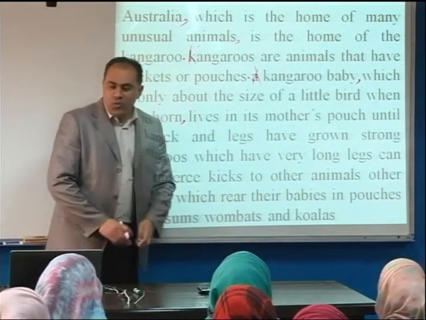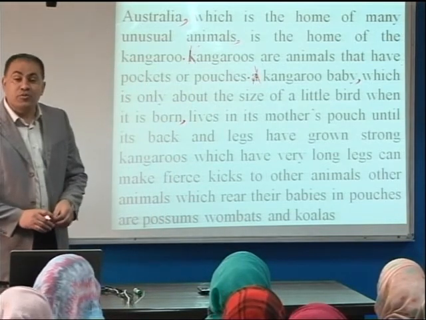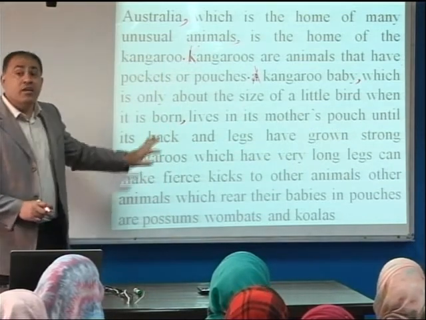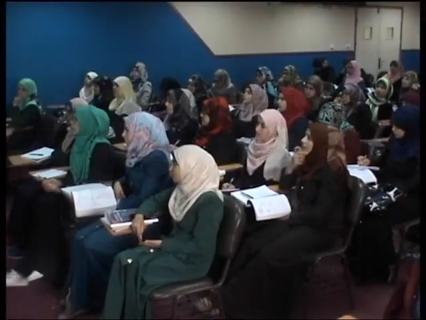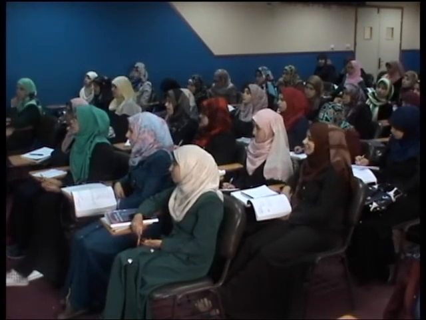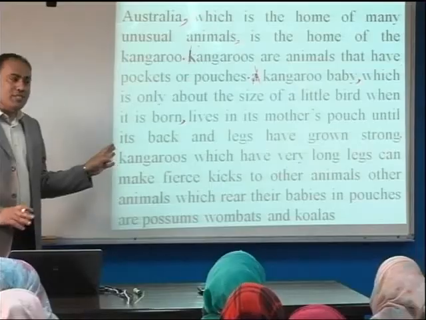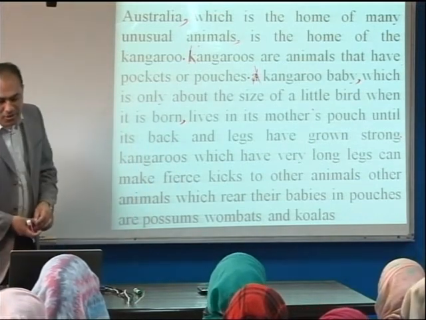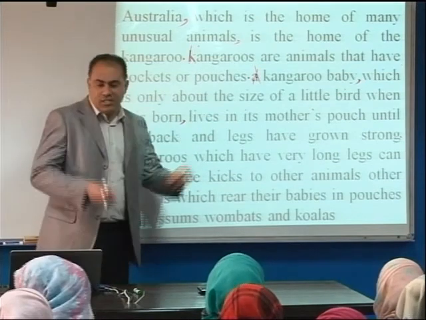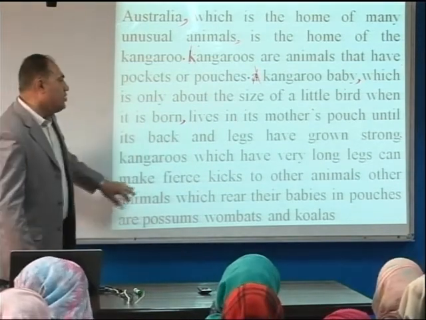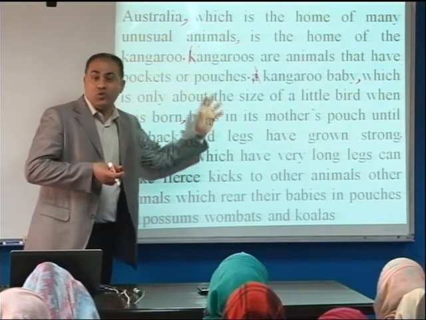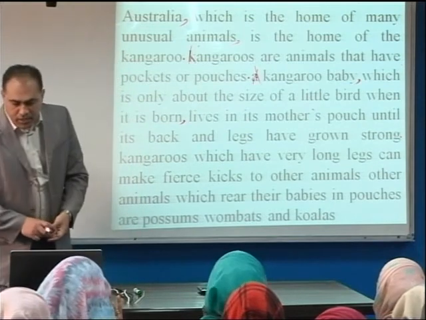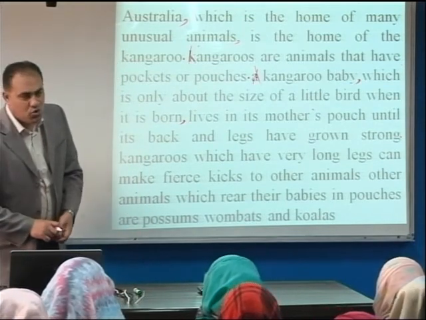Okay, let's read it now. A kangaroo baby, which is only about the size of a little bird when it is born, comma, lives in its mother's pouch until its back and legs have grown strong. See, now it is a complete idea. Does it make sense? It actually makes sense now. So "which is about the size of a little bird when it is born" is the adjective clause, and the main clause is "lives in its mother's pouch until its legs and back have grown strong."